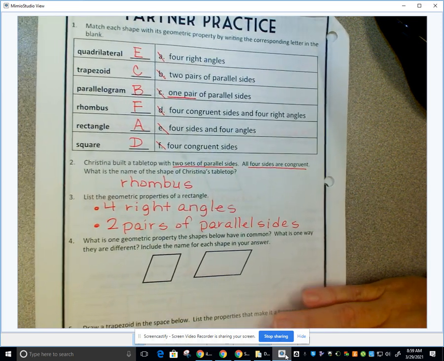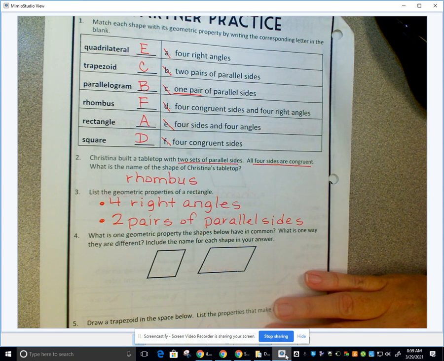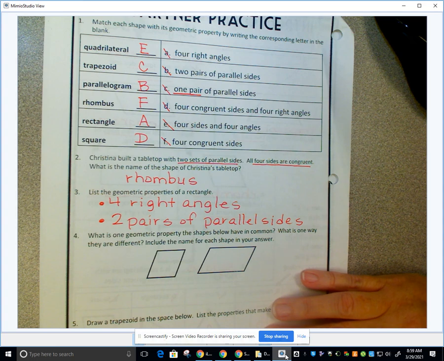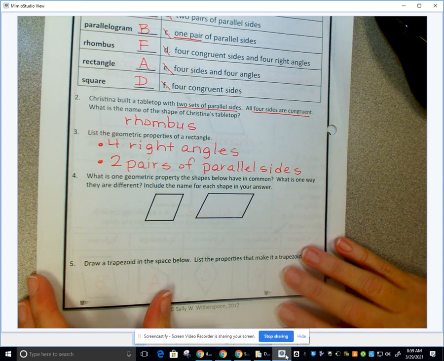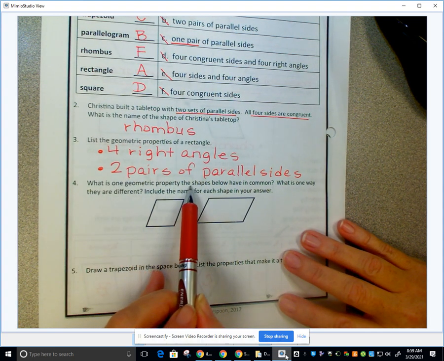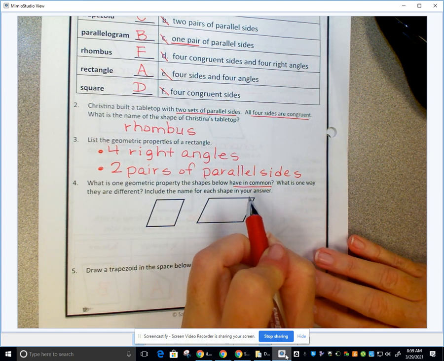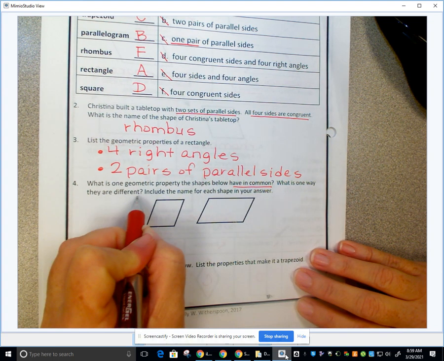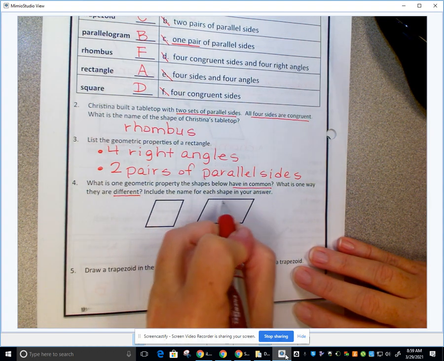Once again, our next lesson will continue to focus on this. So don't panic just yet. It will get better. All right, look at number 4. What is one geometric property the shapes below have in common? And what is one way that they are different? Include the name for each shape in your answer.